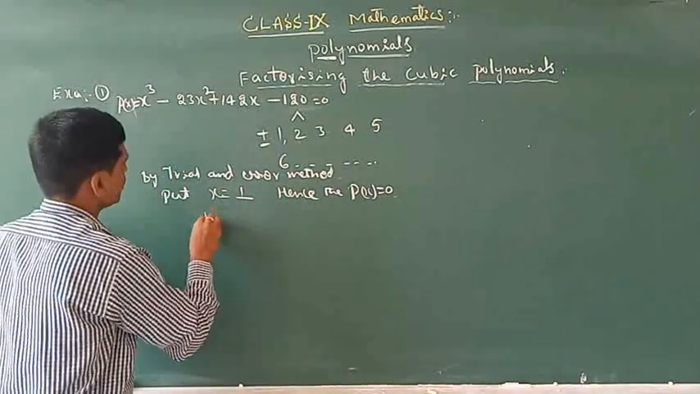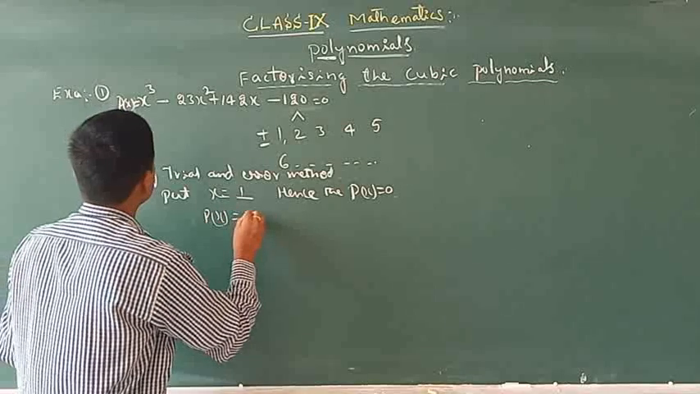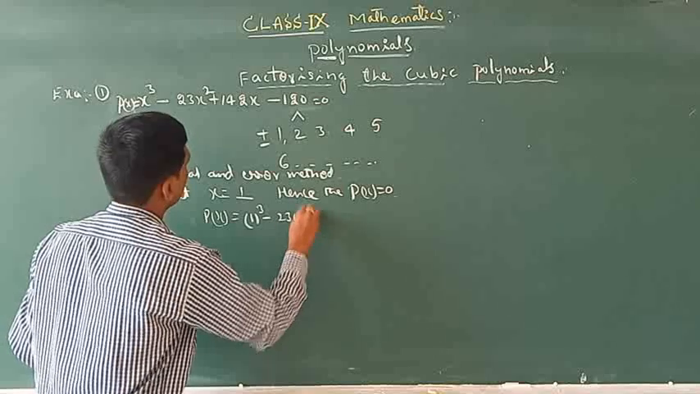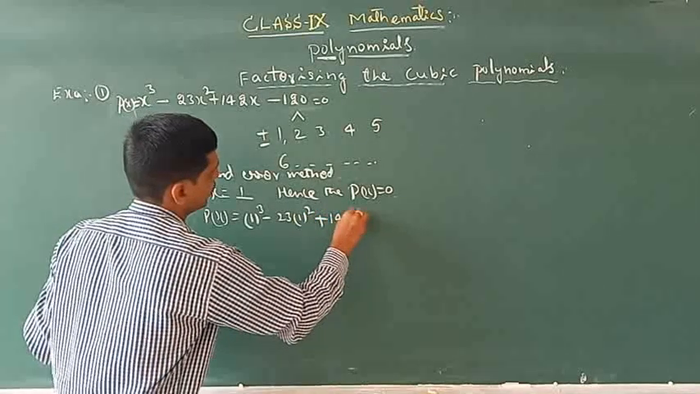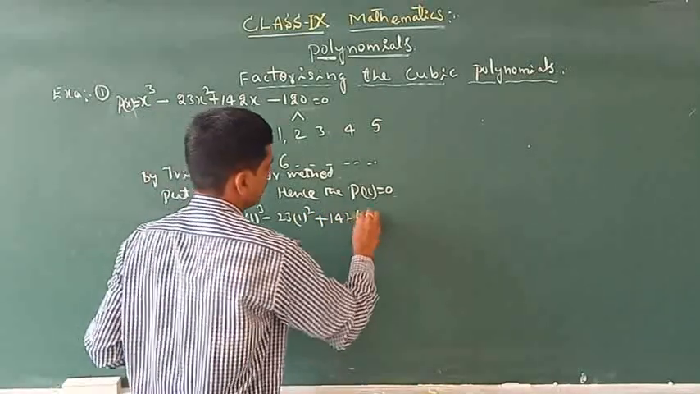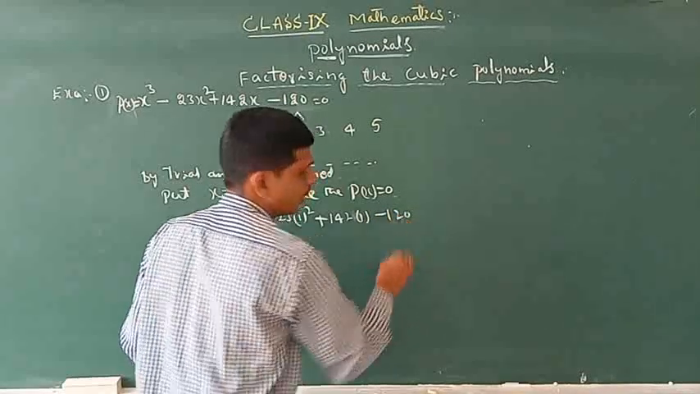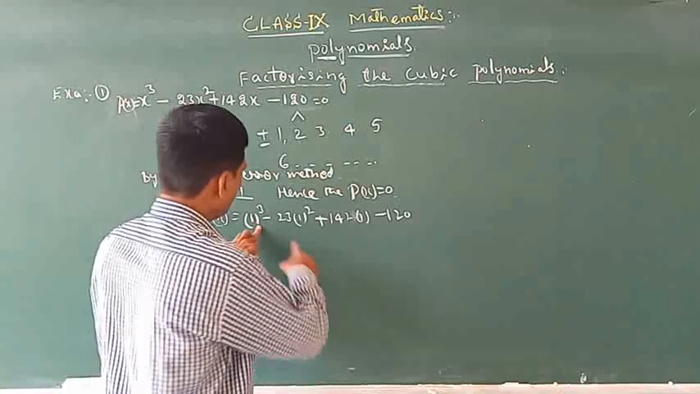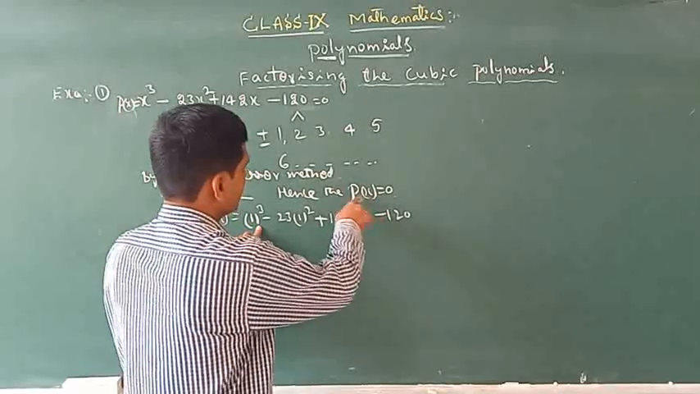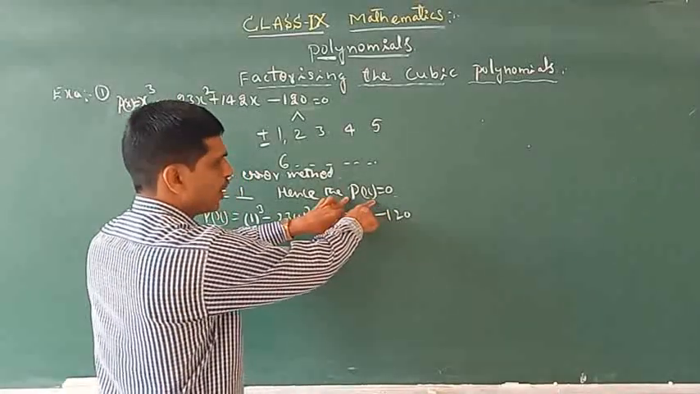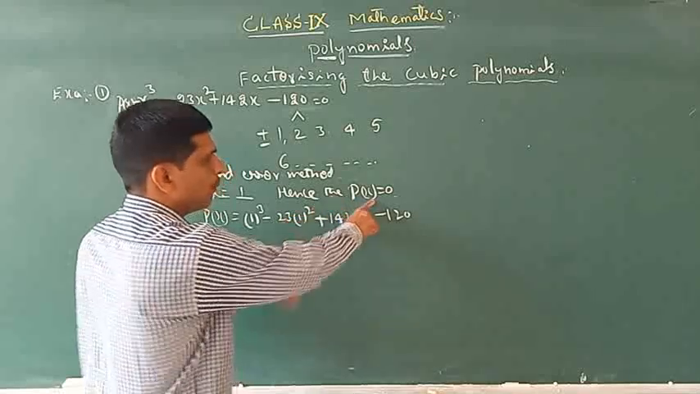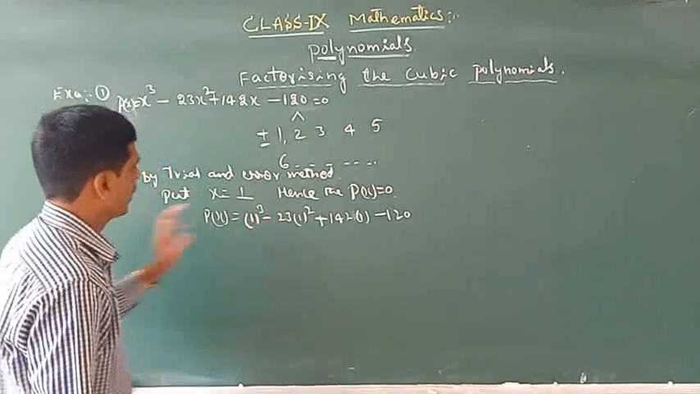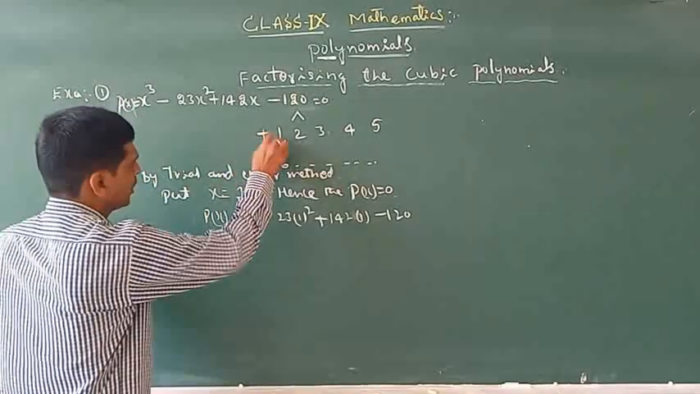So here p of x equals 1 cube minus 23 into 1 square plus 142 into 1 minus 120. Yes, p of x means it is a polynomial. So that is why I took x equal to 1. Okay. So I took positive 1 now.